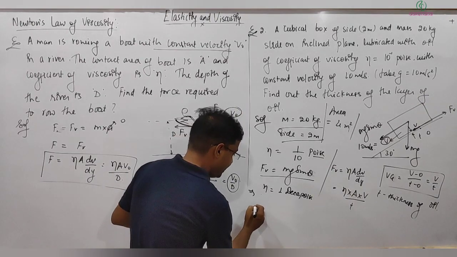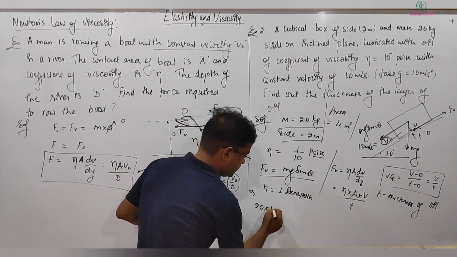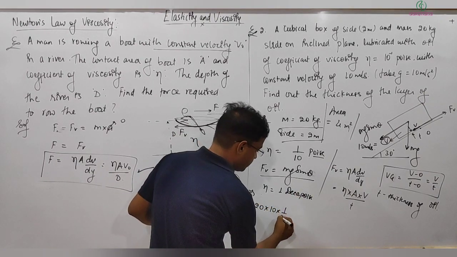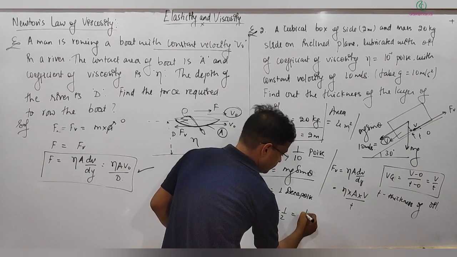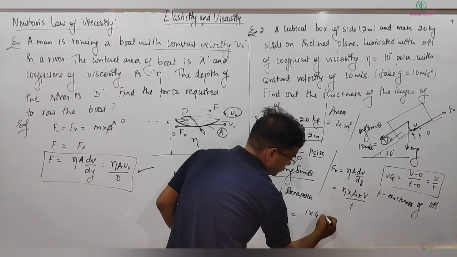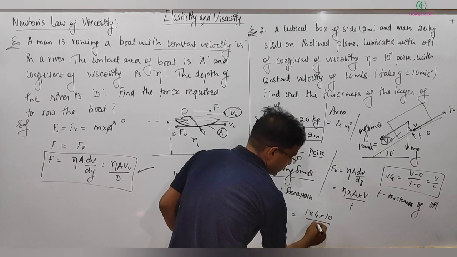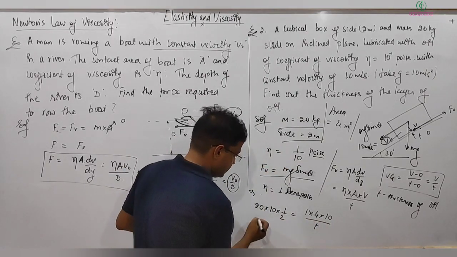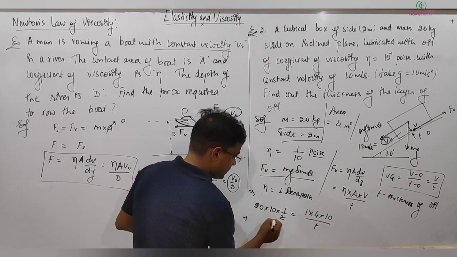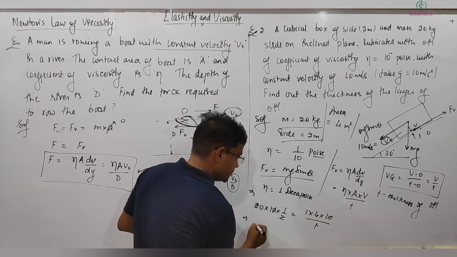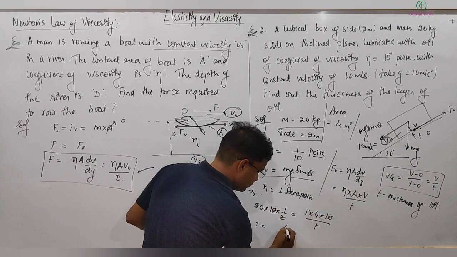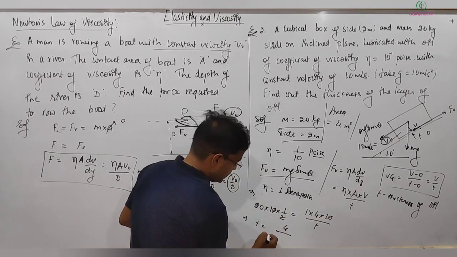So then mg, 20, g 10, sine 30 which is 1 by 2, equal to eta 1 into area 4 into velocity 10 divided by thickness T. And then simplifying it, 10 gets cancelled, and T is coming out to be 4 divided by 10.